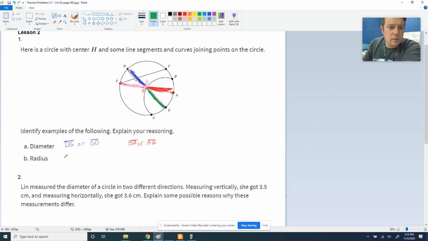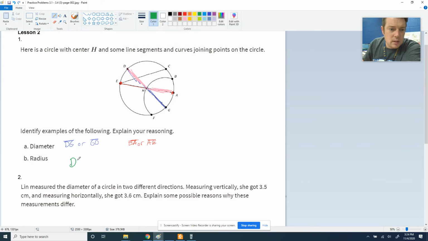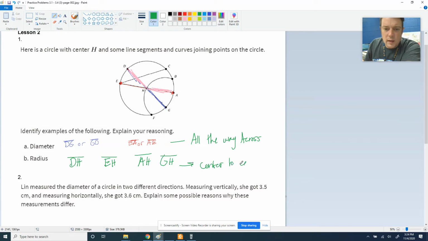I'm going to name them with the middle letter there. It's hard to see what it was now since I've drawn so much on there. H, right? So you could have DH. You could have EH. You could have AH. Or you could have GH. Any of those pairs would work for a radius. Okay? It does say to explain your reasoning. Diameter is all the way across the circle. And this is from center to edge. So those are our explanations.